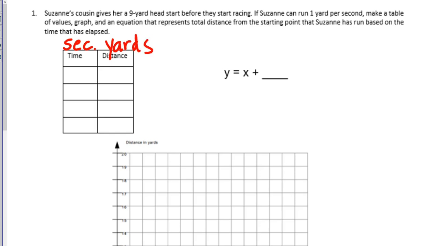And for this particular problem, I'm going to give you the time. These are your x values: after 0 seconds, after 1 second, after 2 seconds, and after 3 seconds. So you're going to determine the distance that Suzanne has run, based on the information that's given. And then you're going to graph it and try to come up with an equation.